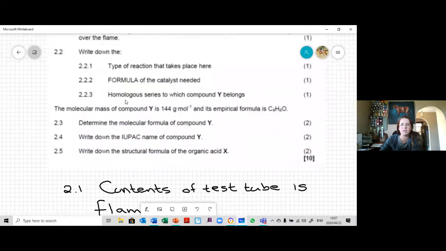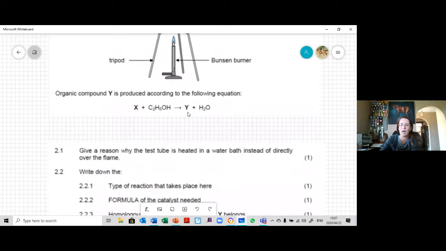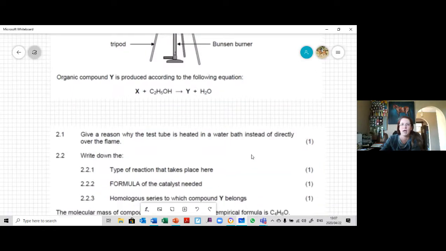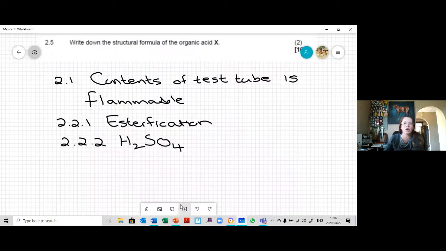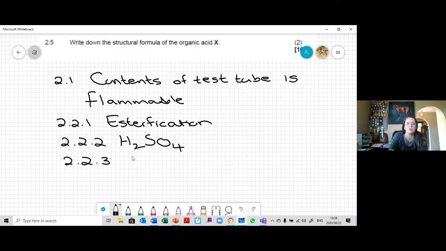Then the homologous series to which compound Y belongs. There's compound Y. Compound Y is the thing that we're forming. And so if we are doing esterification, the homologous series of whatever forms has to be an ester. Okay, guys, these are really, really easy questions, okay? Especially since you guys did this as a practical.